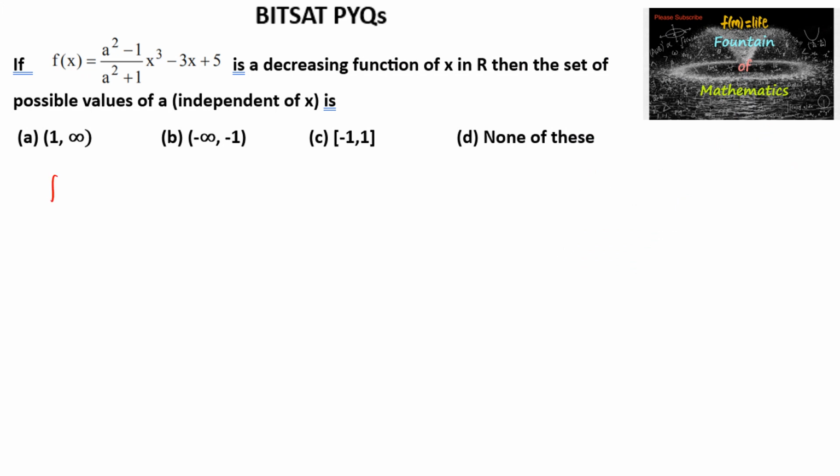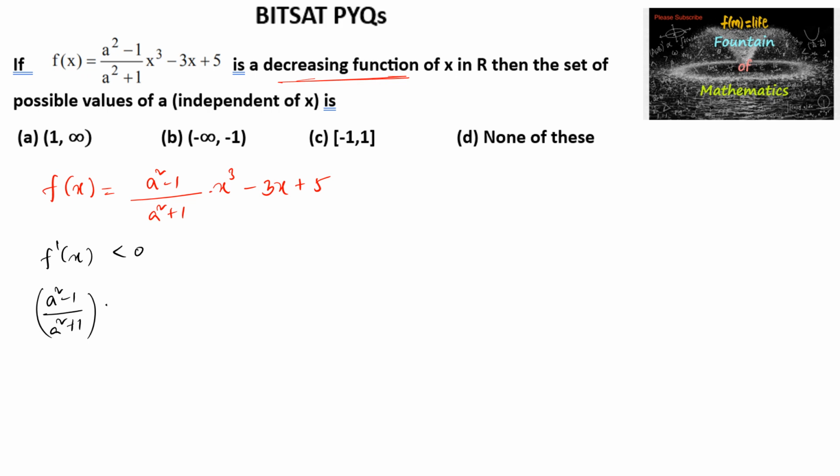Given function f of x is equal to (a square minus 1 upon a square plus 1) into x power 3 minus 3x plus 5 is a decreasing function. So that is f dash of x is less than 0 for x in the real numbers. So that is (a square minus 1 upon a square plus 1) into differentiation of x power 3, which is 3x square, minus 3, is less than 0. Or we can write (a square minus 1 upon a square plus 1) into (x square minus 1) is less than 0.